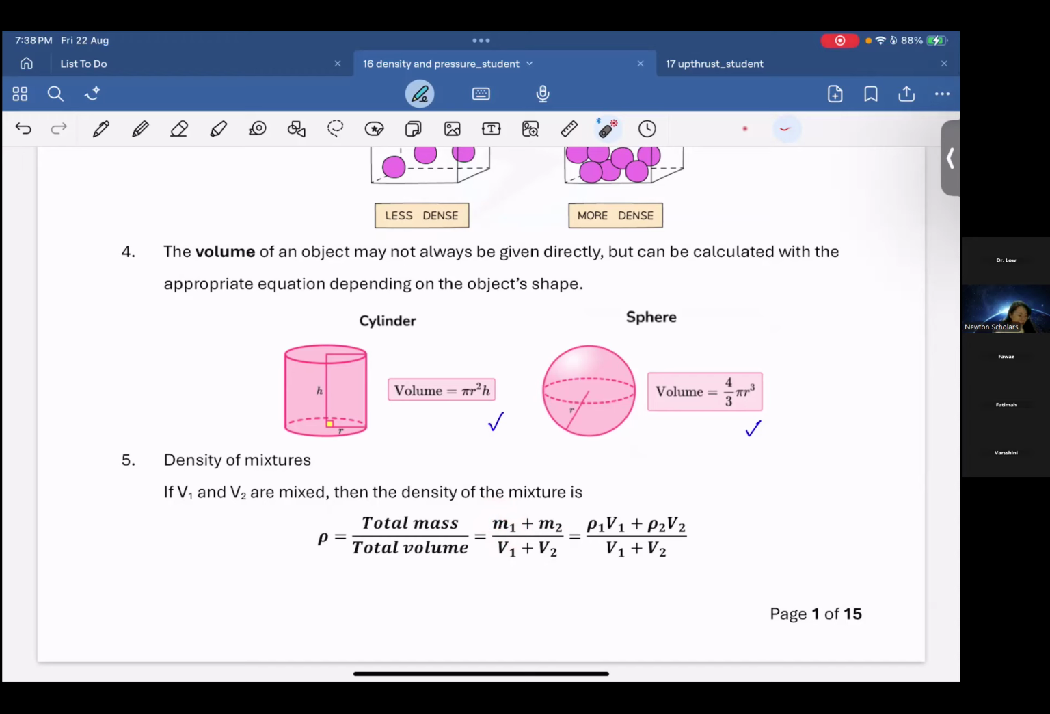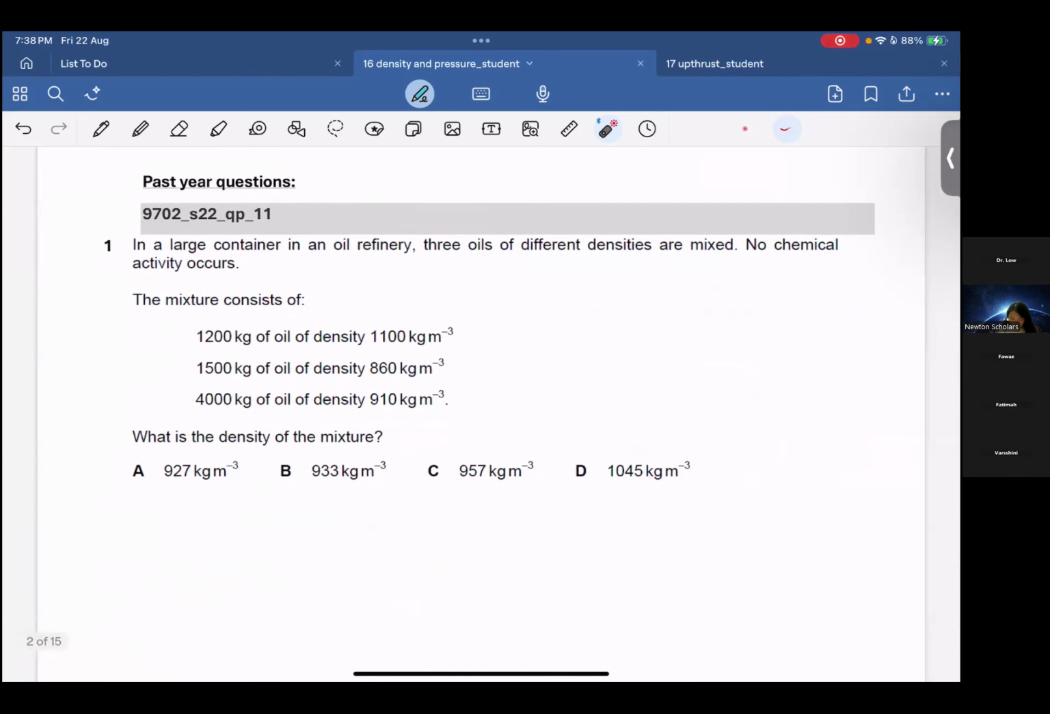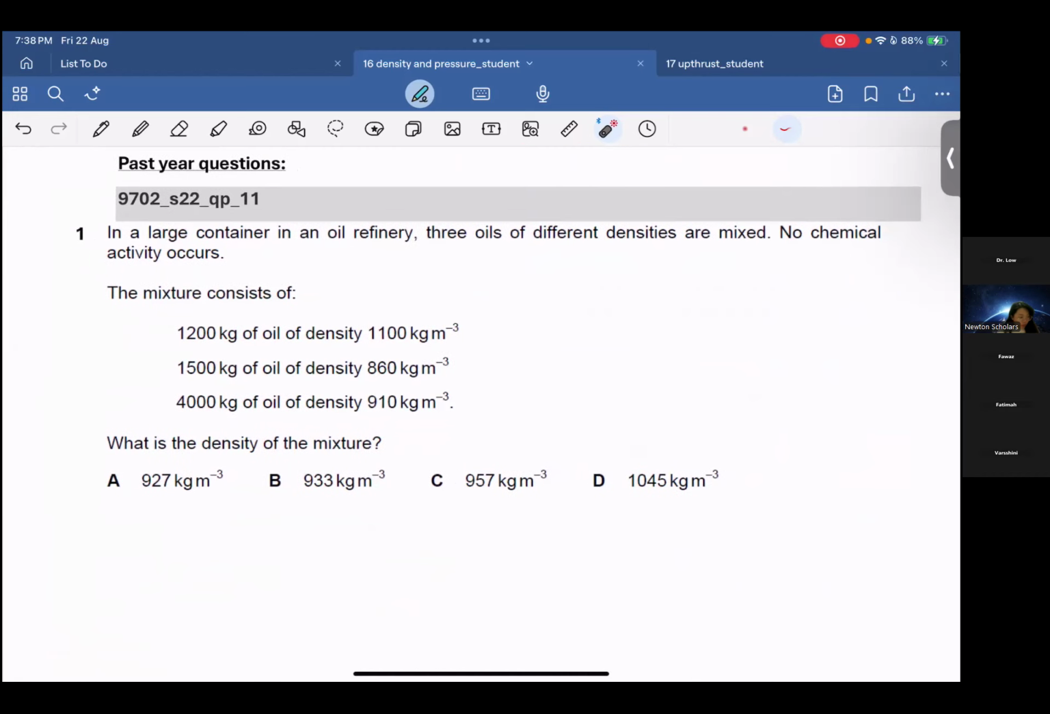Later on, we will learn the questions on page number 2. So we go to page number 2 and try this question. Here we have three different densities. In a large container in an oil refinery, three oils with different densities are mixed. No chemical activity occurs. The mixture consists of, so we have three, one, two, three. What is the density of the mixture?